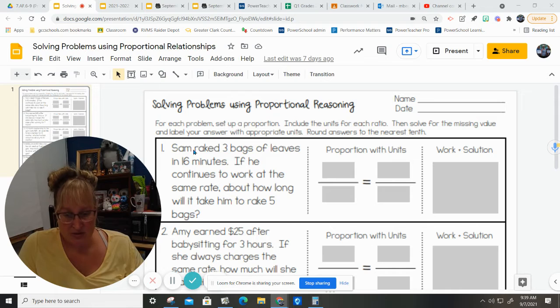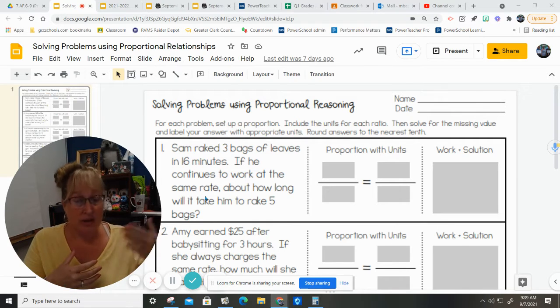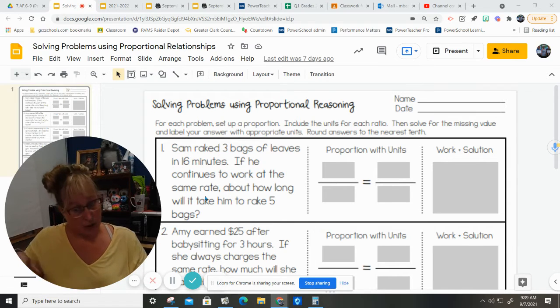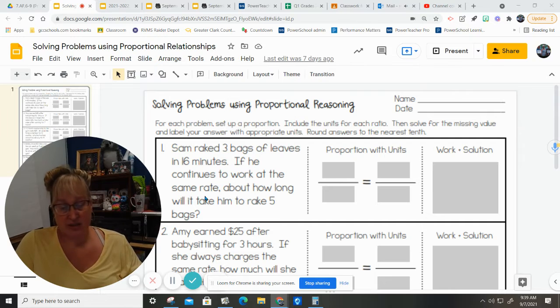So examples, Sam raked 3 bags of leaves in 16 minutes. If he continues to work at the same rate, so that's assuming that he is working at the same rate, that will make it proportional. If it's not at the same rate, it's not going to be proportional, which is why it ties in to unit rate. Makes sense? So they're all kind of interrelated. If he continues to work at that same rate, about how long will it take him to rake 5 bags?